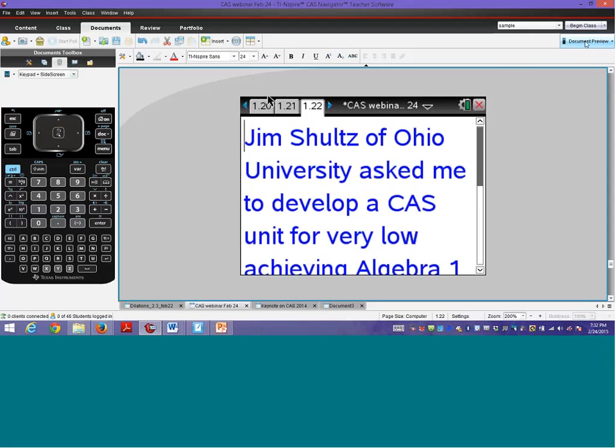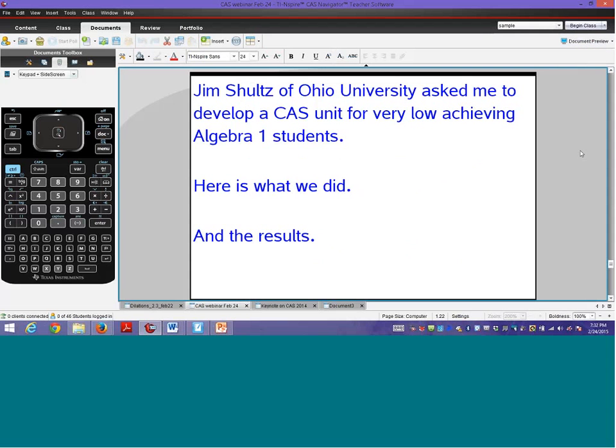All right, so let me make this a little bit bigger here. Jim Schulz, who I mentioned before, of Ohio University, who's now retired, asked me several years ago to develop a CAS unit for very low achieving Algebra 1 students. And it was at the end of the year, and it wasn't the topic I really wanted to do, but it was one of the ones I had to teach.